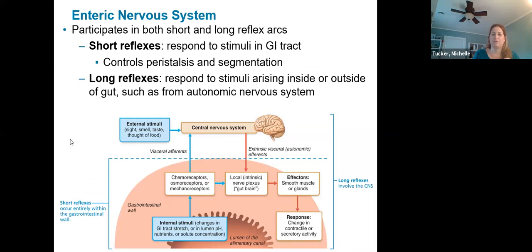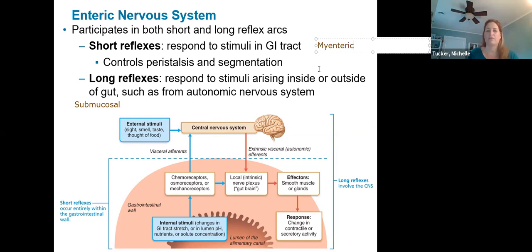The submucosal, so we're going to have submucosal and myenteric for the nerve plexuses. These are going to participate in what are called short reflex pathways or long reflex pathways.